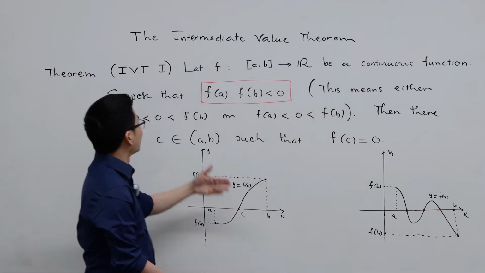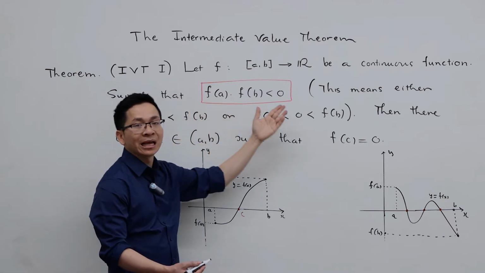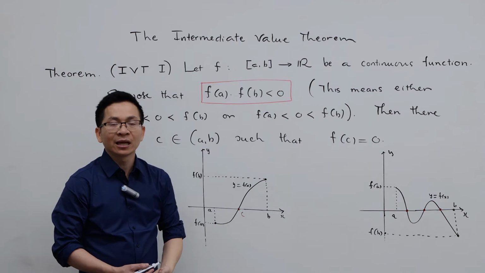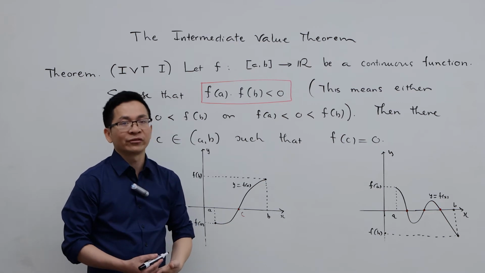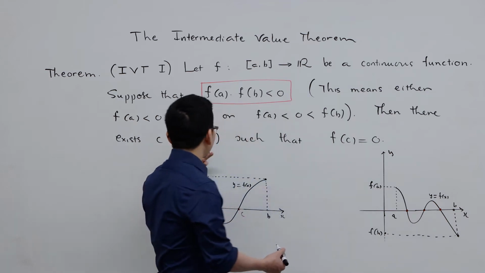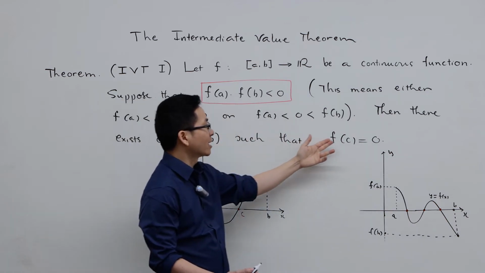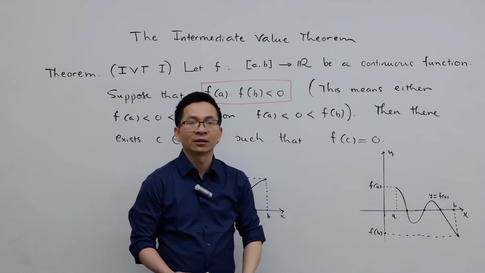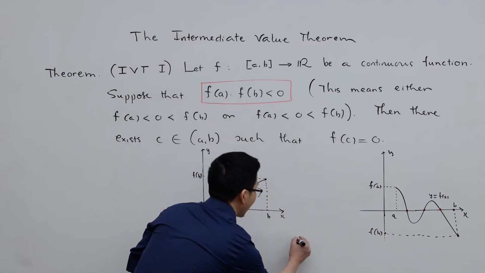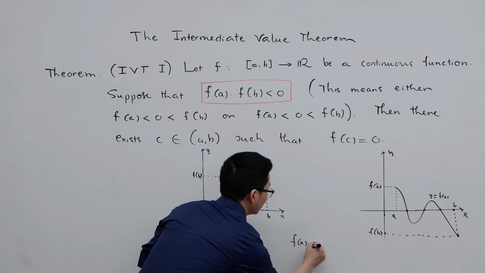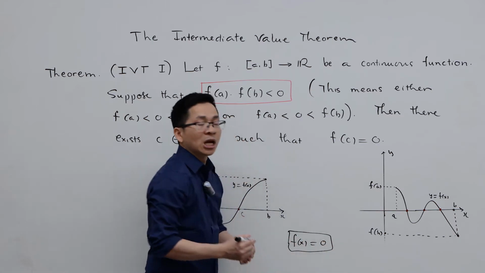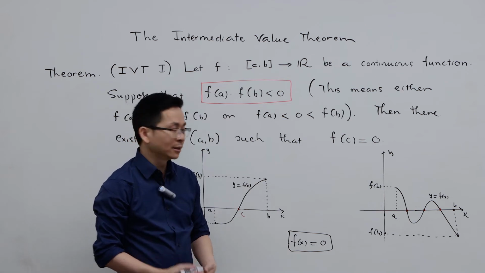Suppose that f of a times f of b is less than 0. That means f of a and f of b have opposite sign. Then there exists some c in the open interval ab such that f of c is equal to 0. It also means that the equation f of x equals 0 has a solution in the open interval ab.